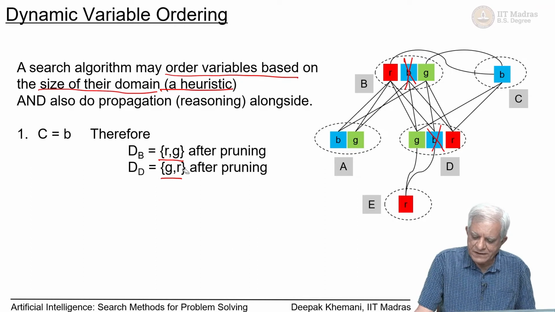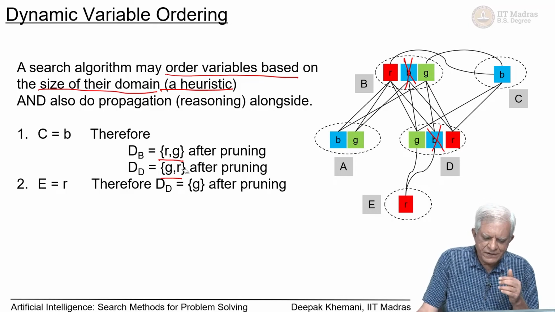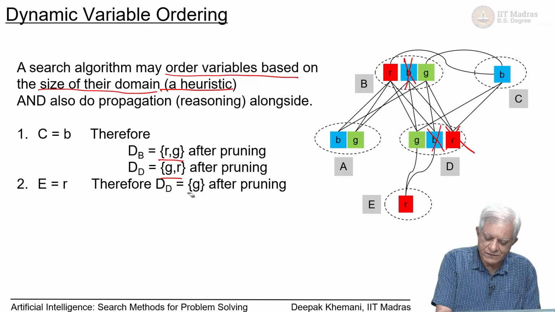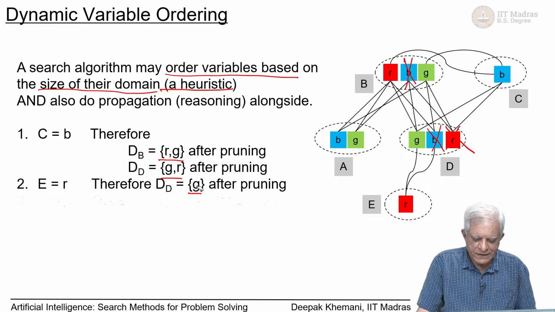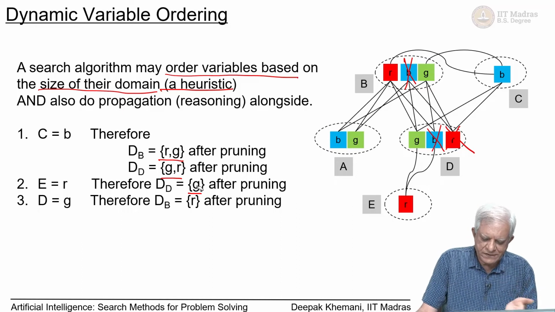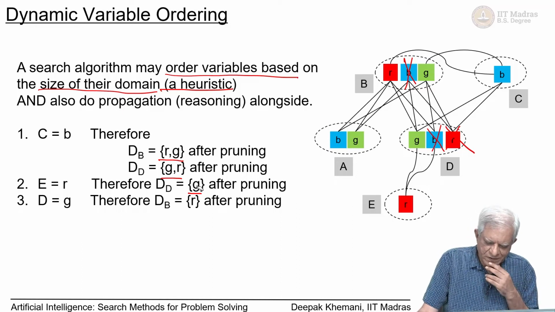Now, again we apply the same principle and choose variable E because it has got the smallest domain. So, E can only take the red color, and once we know that E is red, we must remove red from the domain of D also. So, it has shrunk to only one value by now essentially. So, we choose that because it has only one value, and that value is green, that is the only thing left for domain of D.